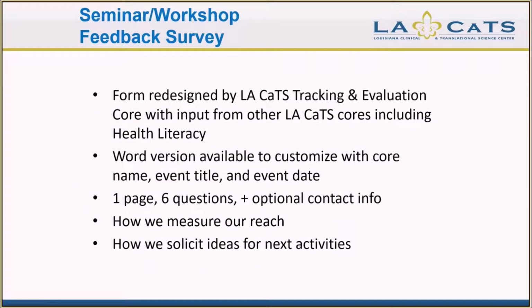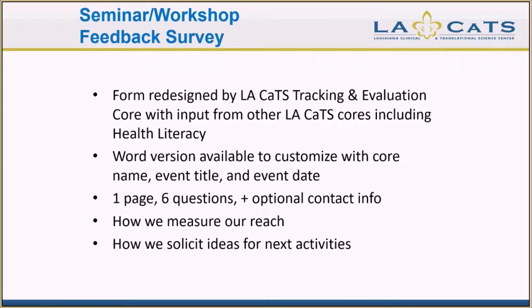So specifically, I was tasked with disseminating the seminar workshop feedback survey, and it was created and redesigned by the CaTS Tracking and Evaluation Core with input from some of the other cores, including the Health Literacy Core. It came to me as a Word version as well as a PDF version, but the Word version allowed me to customize the form with the core name, the event title, the event date. It's a rather short form, luckily. It's 1 page and has 6 questions with the additional optional contact info at the bottom of the page.